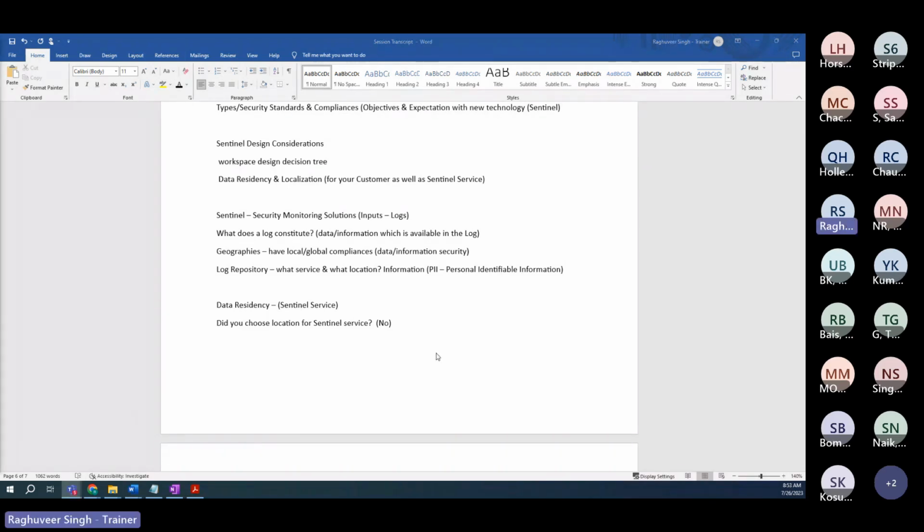Okay, so we did not choose a location. Now let's understand what is food for thought for Sentinel. I'm saying food for thought. So what is the service that is enabling Sentinel, that is giving food to Sentinel, that is giving the input to Sentinel so that Sentinel can provide the information? What is that service? It's Log Analytics Workspace.